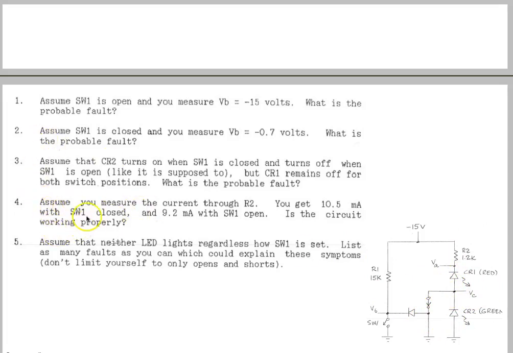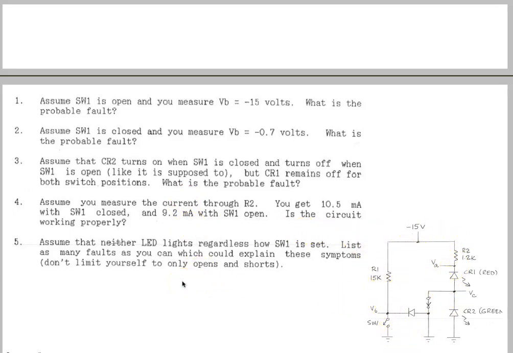Fourth question: assume you measure the current through R2. R2 is here. You get around 10.5 milliamps with the switch closed and 9.2 milliamps with the switch open. Is the circuit working properly? Yes, the circuit works properly in that case.